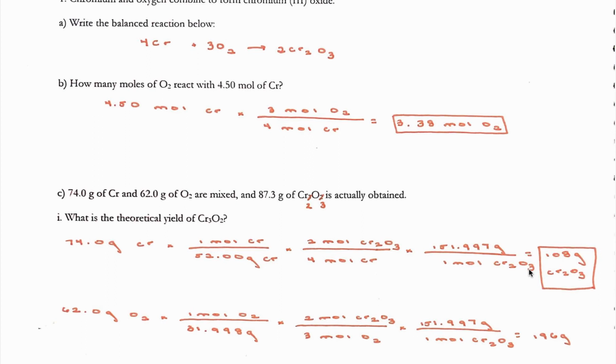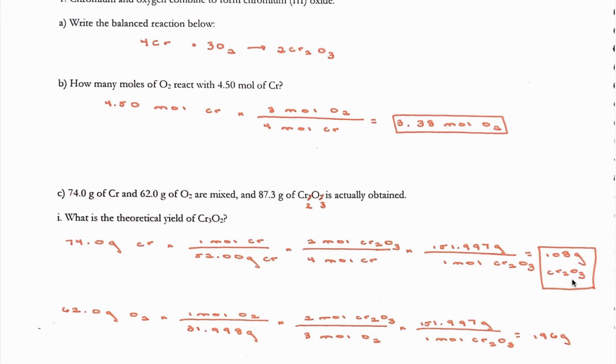So what you're going to do to determine that molar mass, take the molar mass of chromium, 52, multiply by 2, and then add to that the molar mass of oxygen, 15.999, and multiply that by 3, and you get 151.997. So I'm going to take 74, divide by 52, multiply by 2, divide by 4, then multiply by 151.997, and I get 108 when I round to 3 sig figs, 108 grams of Cr2O3.